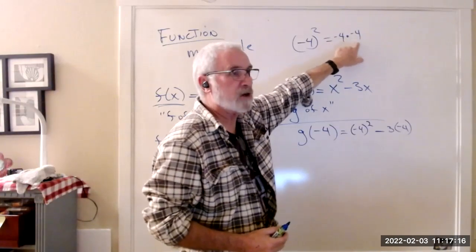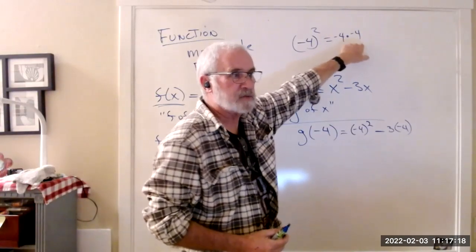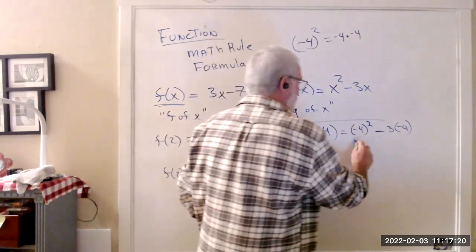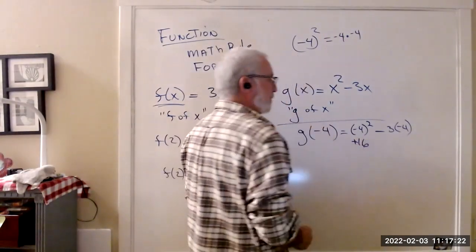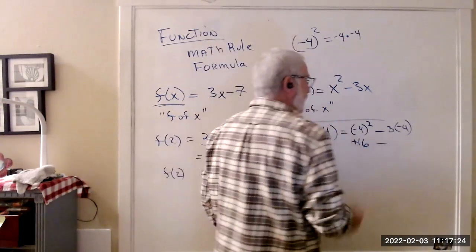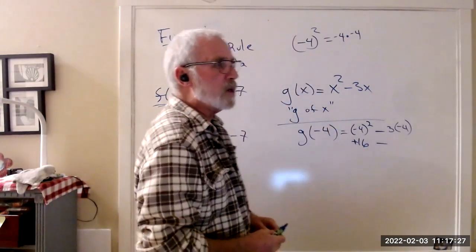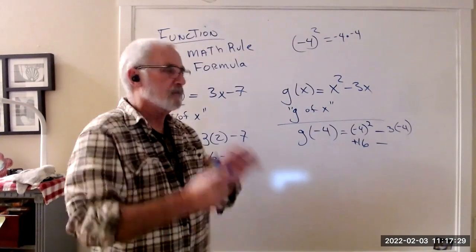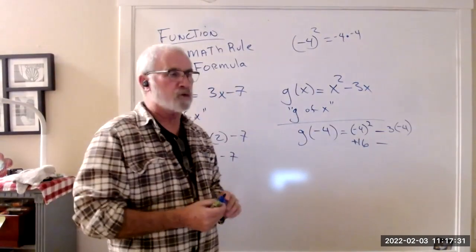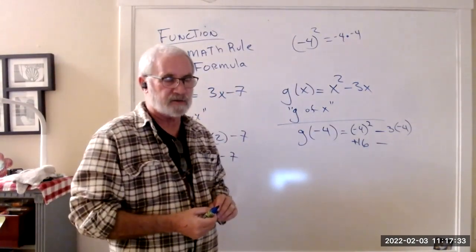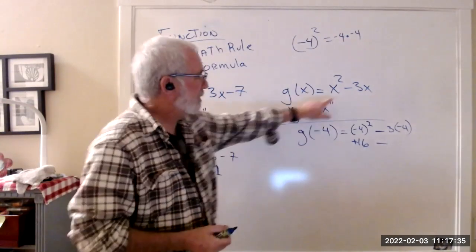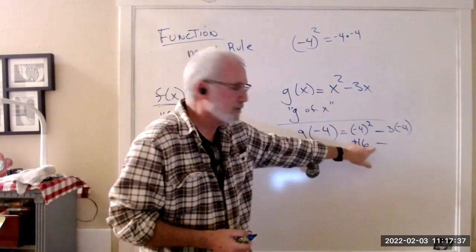-4 times -4 is 16. Negative times negative is positive. So this is positive 16. Minus. Now, this is where we really get into trouble. People get all screwed up with minuses and negatives. That was a minus sign. That's still a minus sign.